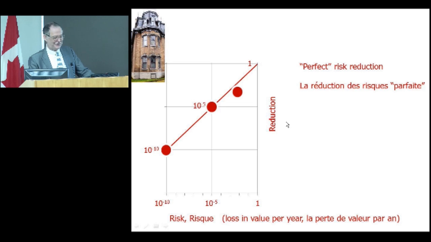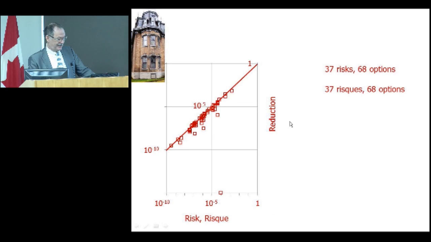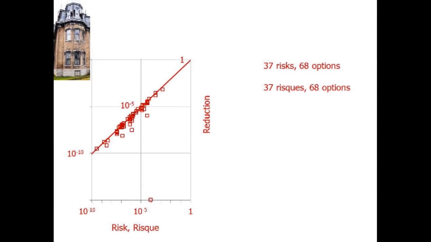So now I'm going to show you the real data. These are 68 options that were developed for 37 risks in this particular historic house museum. And you can see one here, which is the fire risk. The top one, it's not perfect, but it's close to it, a big substantial reduction.